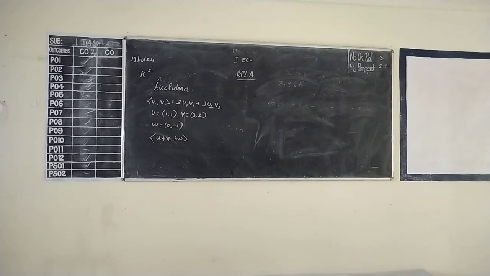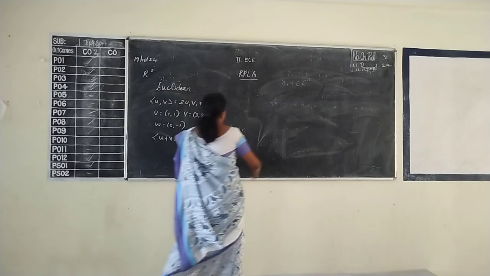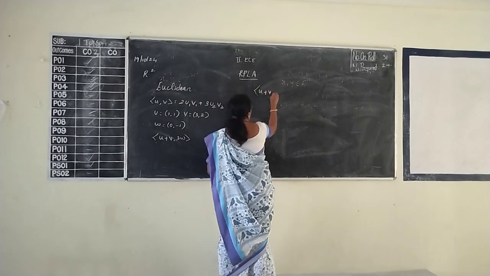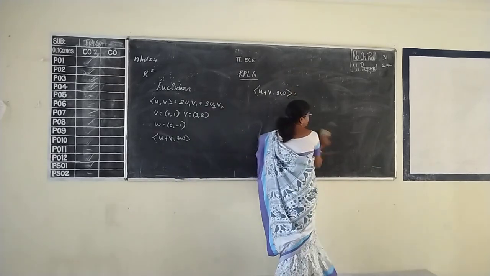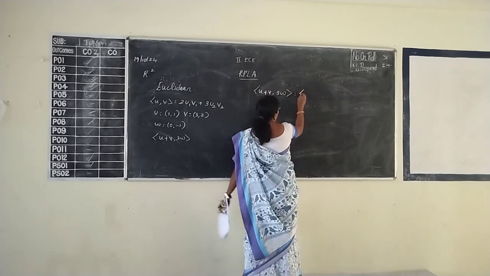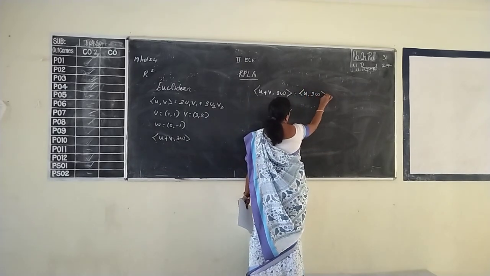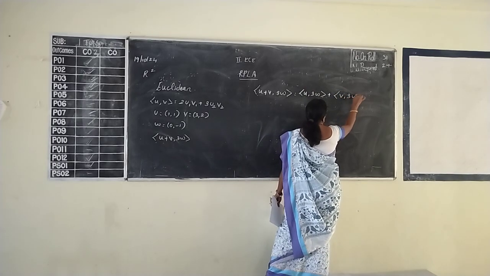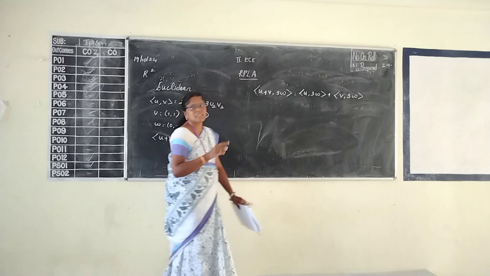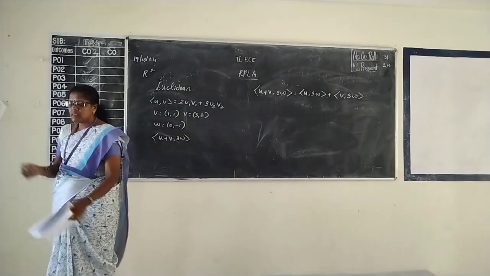Inner product of u plus v comma 3w is equal to inner product of u comma 3w plus inner product of v comma 3w. We are going to split them as a sum of 2 inner products. What is the next step you should do?